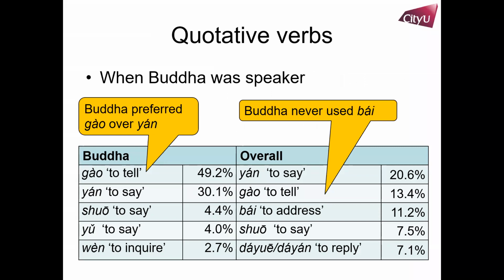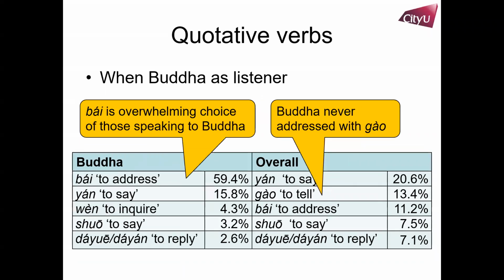We first look at how Buddha's direct speech is reported when he is the speaker. When he speaks, he seems to prefer the verb to tell, or gao, G-A-O. One thing we notice is that he never used one of the quotative verbs that is nonetheless very common if we take all the utterances into account, and that is to address, or by, B-A-I. It seems that this is not random, and the choice of this verb might indicate relative status between the speaker and listener.